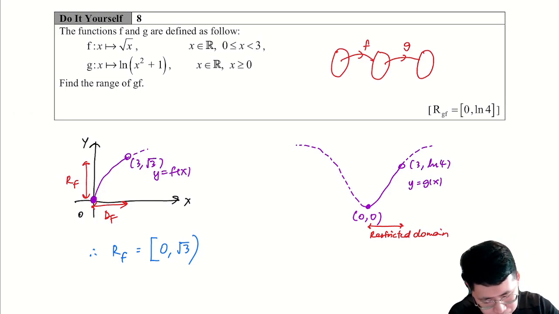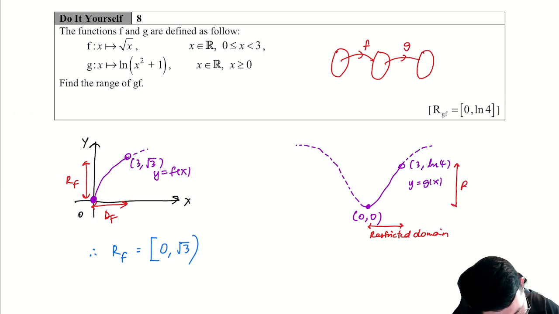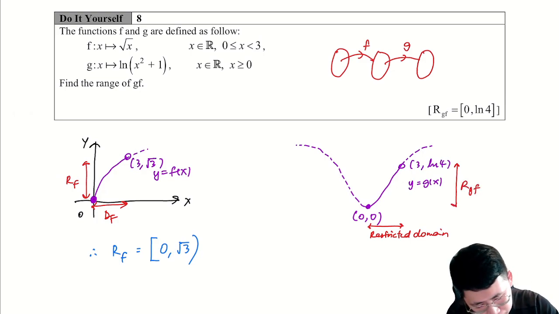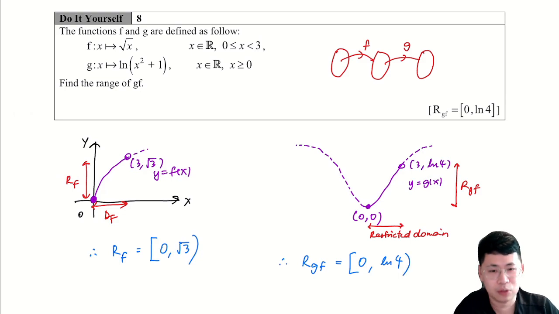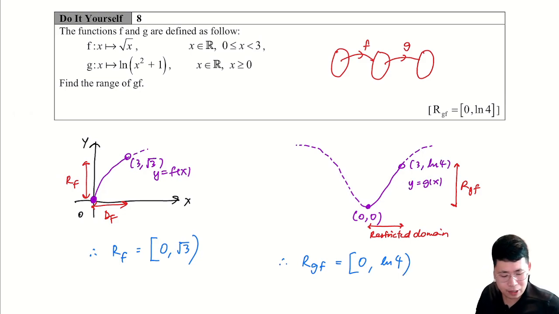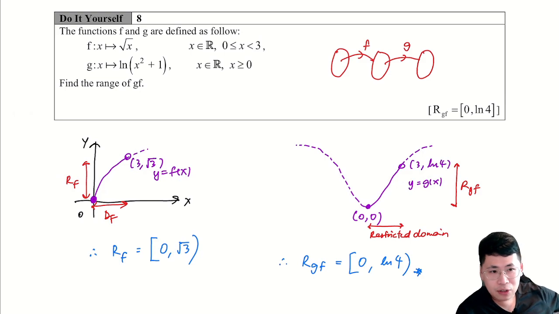So from this restricted domain, what is the range of gf? The smallest value is going to be 0, the bigger value is ln 4. It can equal 0 and it cannot equal ln 4. So this is the final answer for do it yourself 8, and that's the end of this video.